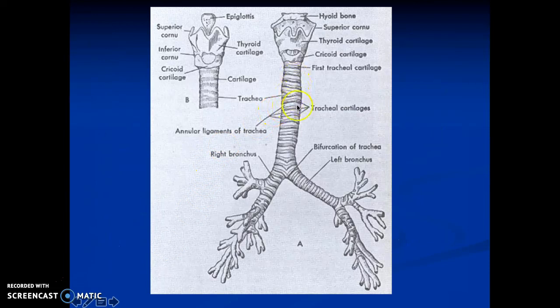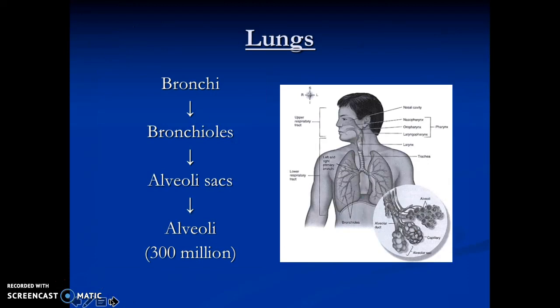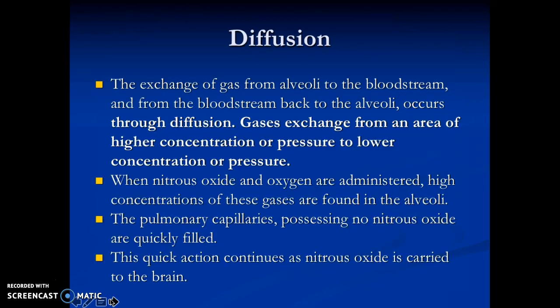And here's an image. Here you can see the tracheal cartilages around it, that right bronchus and left bronchus. And not to be outdone, here we have a chest x-ray of a couple of crowns in a patient's right lung. So after the right and left bronchus break into bronchioles and then alveolar sacs. The alveolar sacs are made up of alveoli, and it is at the alveoli where the gas exchange occurs with our blood, with the cardiovascular system.